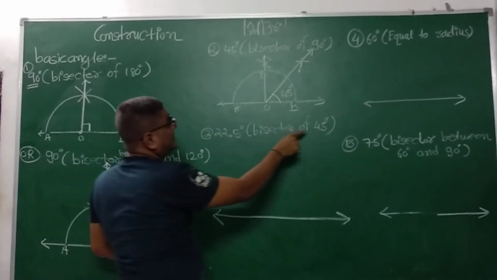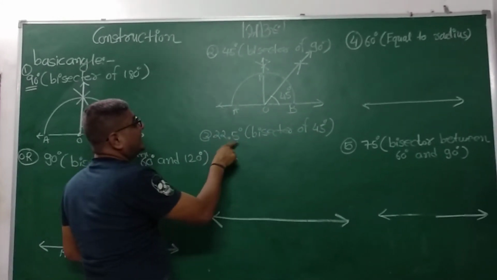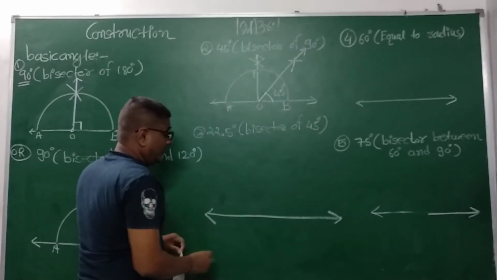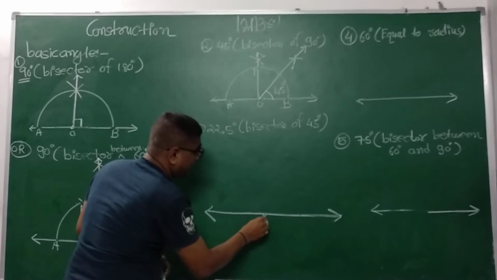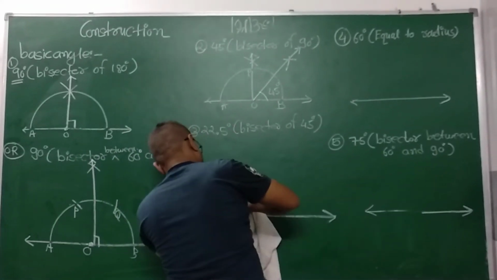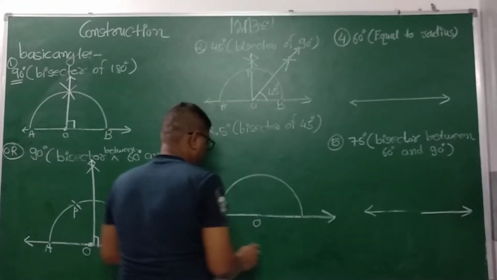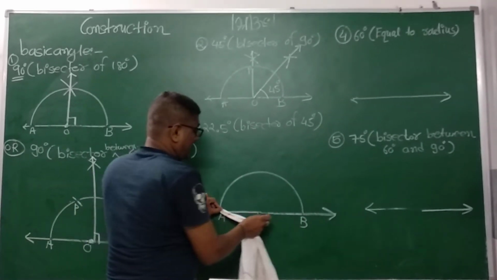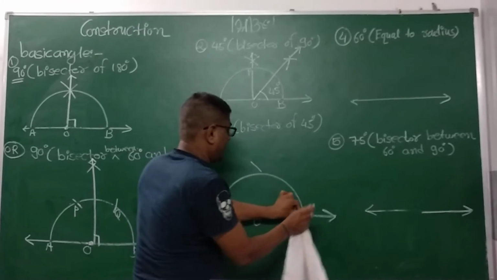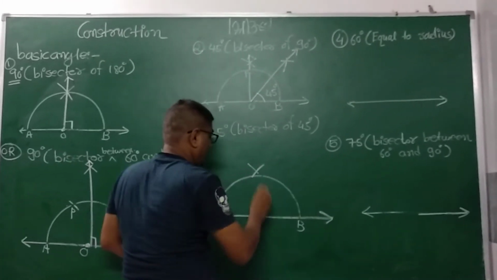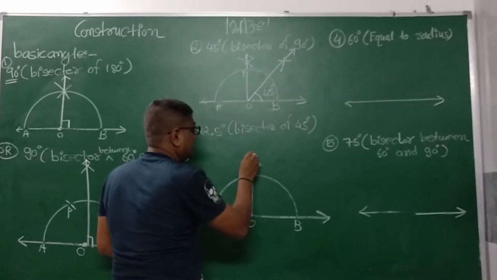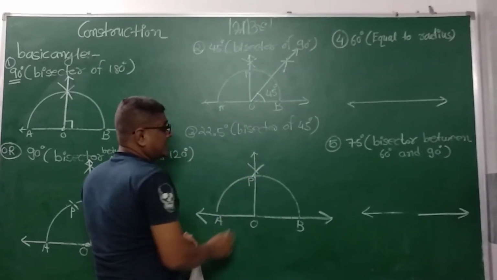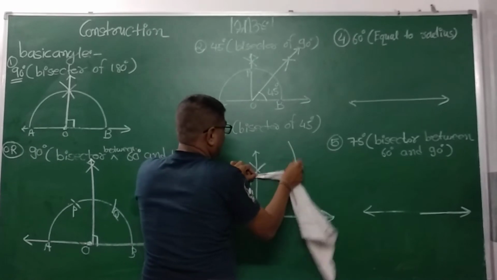22.5 is the bisector of 45. Otherwise, double of 22.5 is 45 and double of 45 is 90 degree. So first we draw 90 degree, like this way. The end points of the semicircle are known as A and B. Again we take more than half. Then we join this. Where the ray meets the semicircle, that is known as point P.